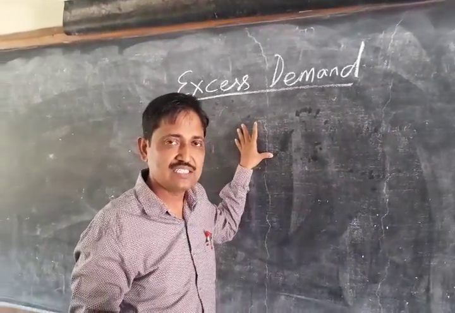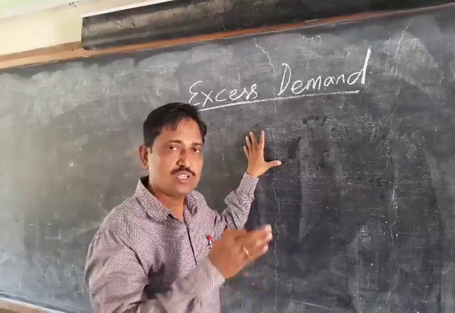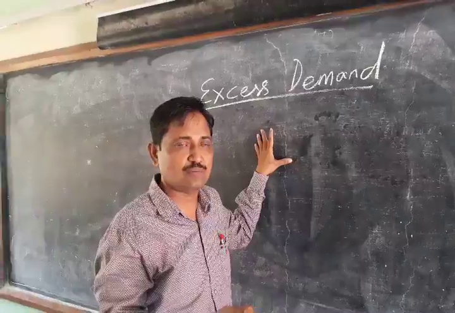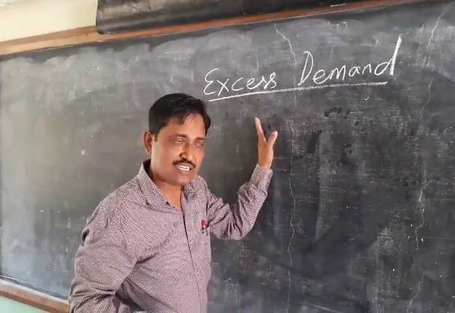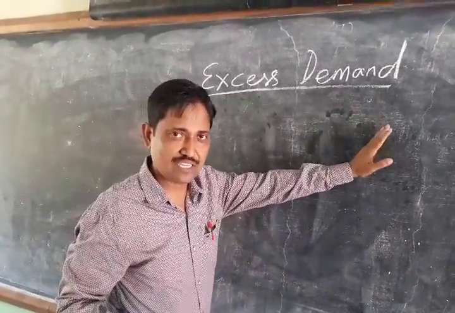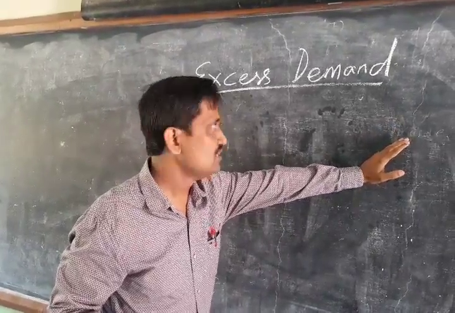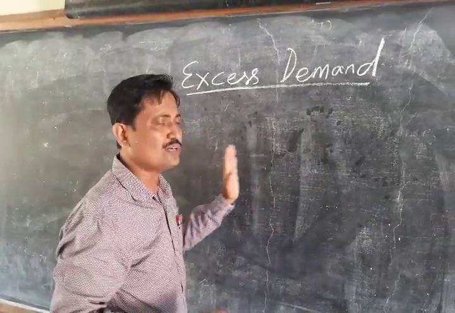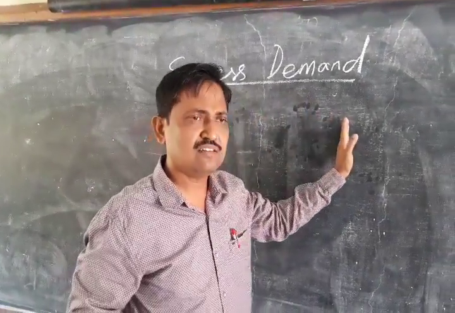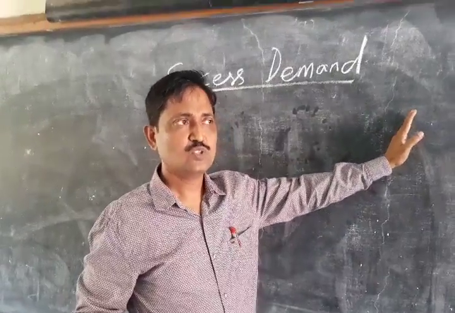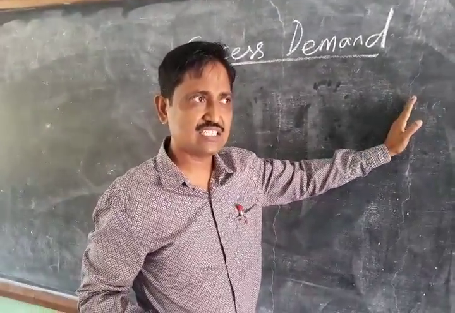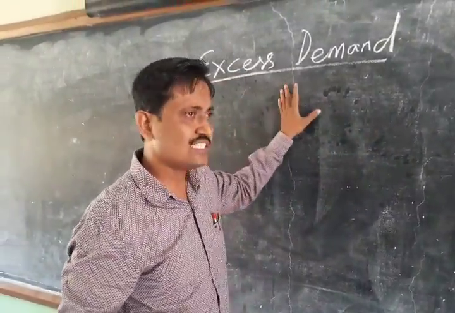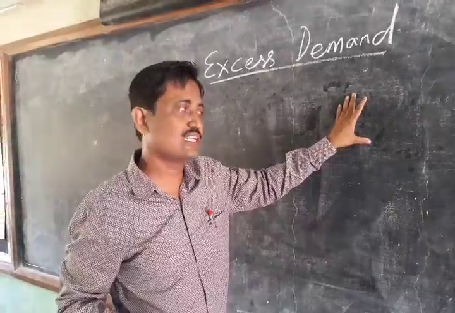Here we compare the aggregate supply with aggregate demand. We are comparing aggregate demand with aggregate supply corresponding to full employment levels. If the aggregate demand is more than aggregate supply corresponding to full employment level, then it is called excess demand. So in this situation, what will happen? Due to excess demand, price level increases. When price level increases, that creates inflationary situations. That's why excess demand is also called an inflationary gap.